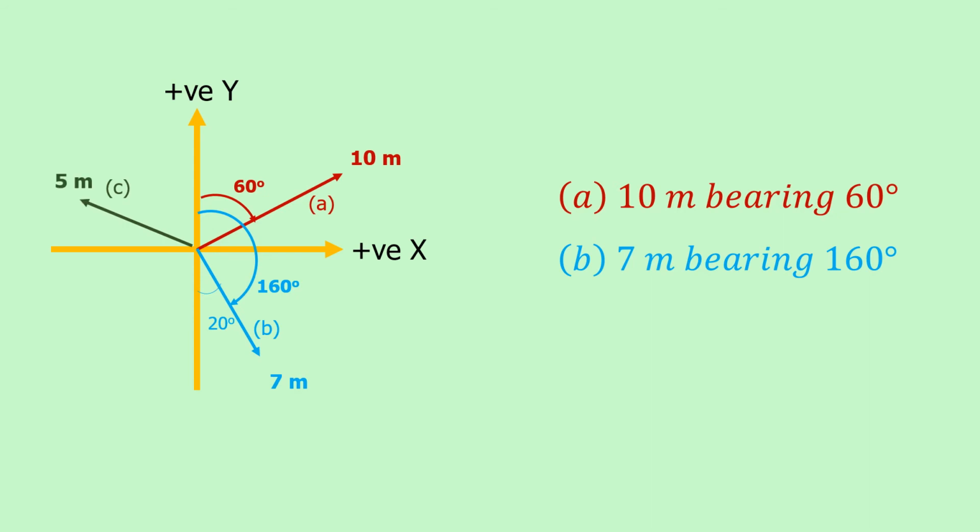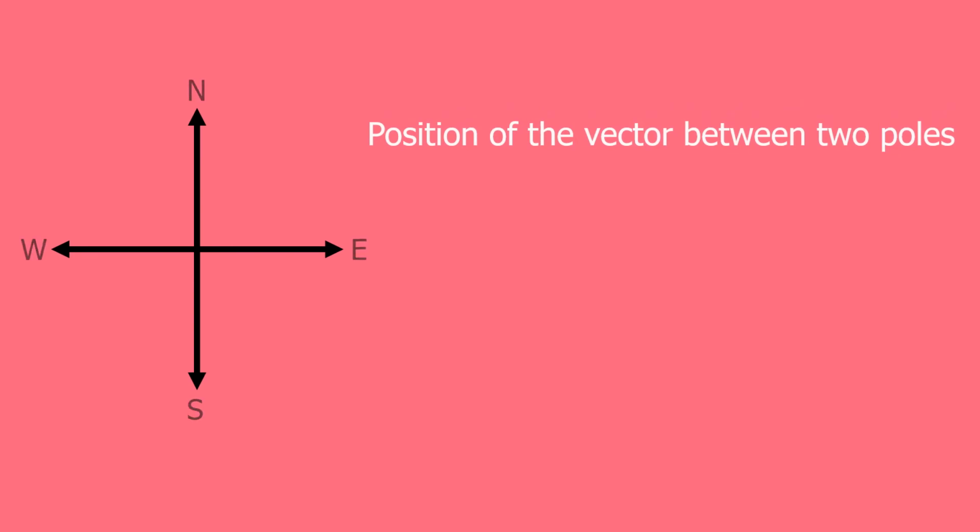And the another vector is 5 meter in magnitude with 20 degrees from the negative x-axis, so, using bearing, the direction is said to be 290 degrees. Next is poles. The direction is expressed in terms of the angle, and the position of the vector between two poles. The angle has a value of 0 degrees to 90 degrees.